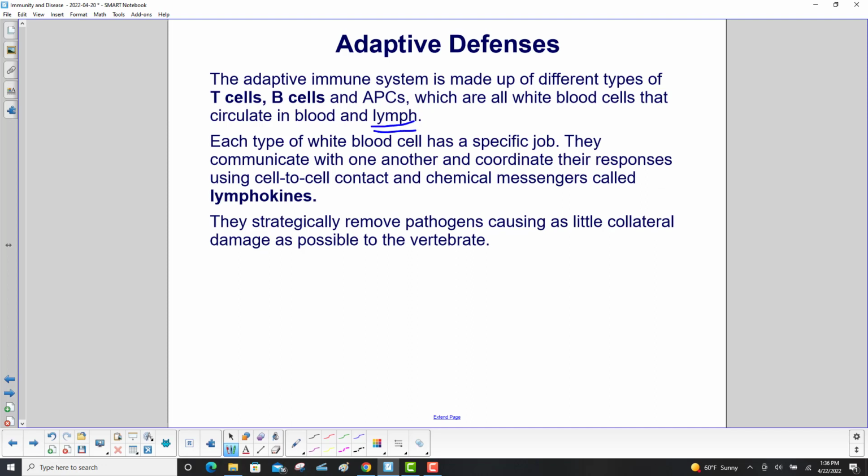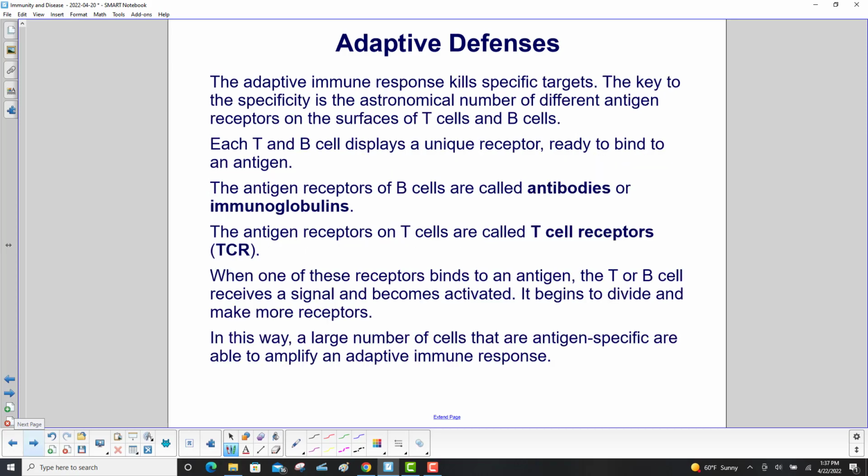More on lymph a little later in the presentation. Each type of white blood cell has a specific job. They communicate with one another and coordinate their responses using cell-to-cell contact and chemical messengers called lymphokines. They strategically remove pathogens, causing as little collateral damage as possible to the vertebrate. The adaptive immune response kills specific targets, unlike the innate defense systems.